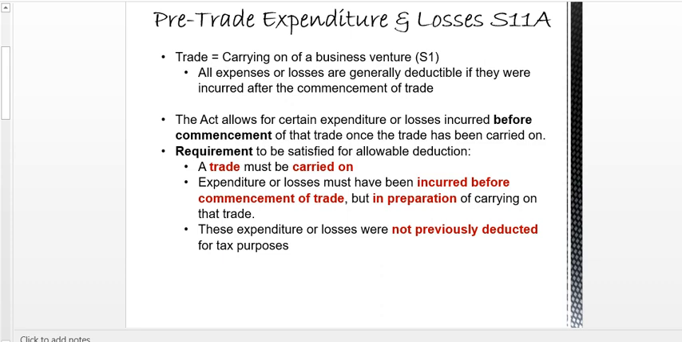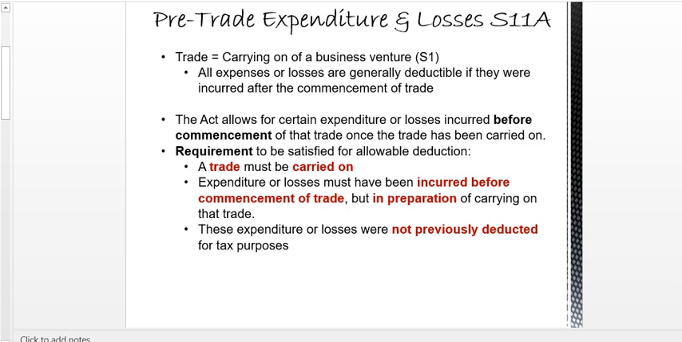But the Act specifically allows for any costs, expenditure or losses incurred before the commencement of that trade, once the trade has been carried on. The requirements for it to be an allowable deduction are, firstly, the trade must be carried on. Expenditure or losses must have been incurred before the commencement of trade, but in preparation of carrying on the trade. So that's important. It's before the commencement of trade, but it should be in preparation of that trade. And these expenditure or losses were not previously deducted for tax purposes.